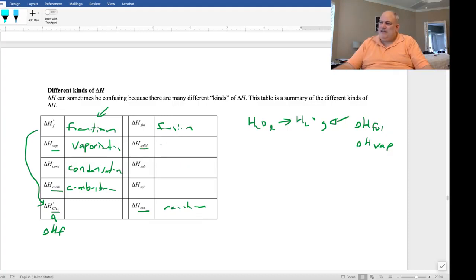Solidification, it's silly. I've never used it before, but that would be going the opposite way. This is going from a liquid to a solid. This would be going from a solid to liquid, but the values would be the same but opposite. Sublimation, right here. Sublimation, that would be going from a solid directly to a gas, and that's something like dry ice. We see that turning to a gas often. It's not a reaction, but it is a thing.